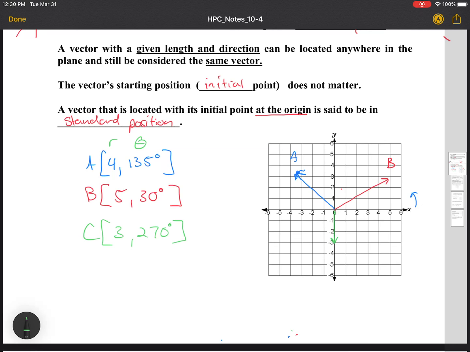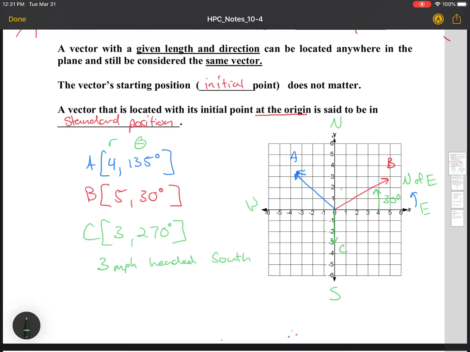Head down 3, and you got your point C. If we were talking about a direction, we could say this is 3 miles per hour headed south. You could say B is like 5 miles an hour headed 30 degrees north of east. What they're saying is this is east, this is north, we got west, we got south. So B would be 30 degrees north of east.